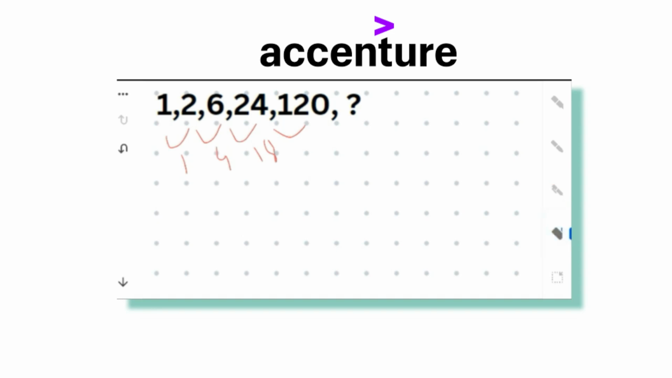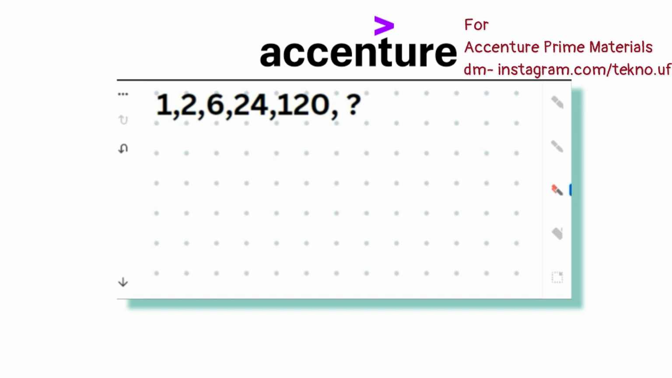So how can we represent this series? Let's check it. 1 multiply 1 plus 1, so this becomes 2, right? Okay, now 2 multiply 2 plus 2, that is 6, right? So this 6 is achieved. Now 6 multiply 3 plus 6, that is 24.